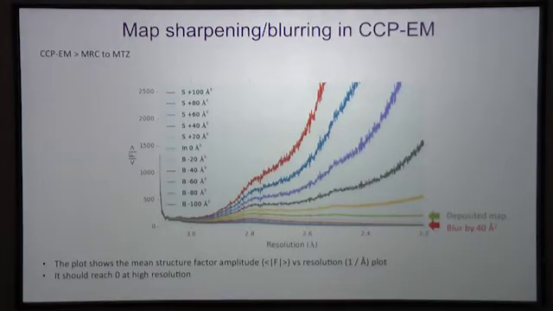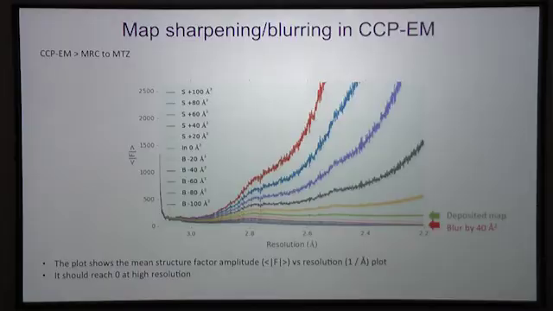Now, in the CCP-EM package, there is a program called MRC to MTZ, which actually uses REFMAC. In this program, you can sharpen your final map or blur your map by user-defined values, and then you can plot them like this, which plots the structure factor amplitudes against resolution. You can see for the deposited map, because the high-resolution information is overweighted, it never tends to 0 at high resolutions. But really, we know that the amplitudes should go towards 0.